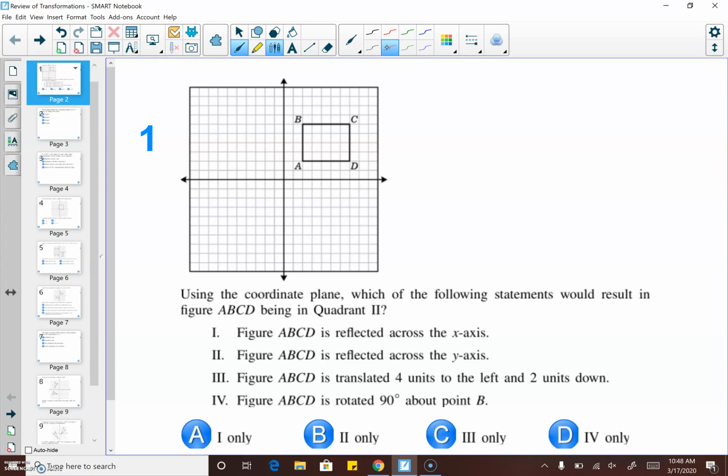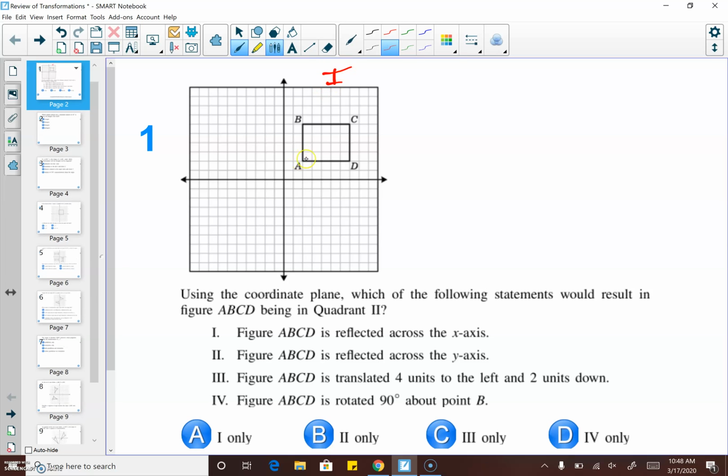Well, the first thing we need to remember is how we label our quadrants. So it's always start in the top right, and then you make a C. So that would be 2, 3, and 4. So now that we have our quadrants labeled, we know our shape has to end up in this upper left-hand quadrant. So if we look at each answer choice, some of them are reflections, we've got some translations, and so on and so forth.